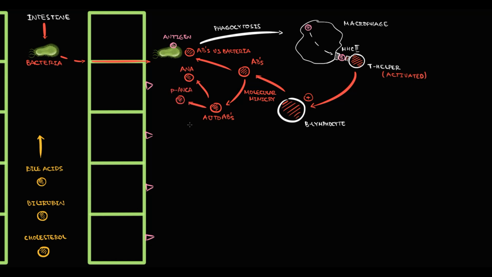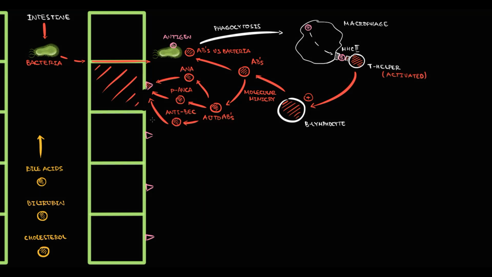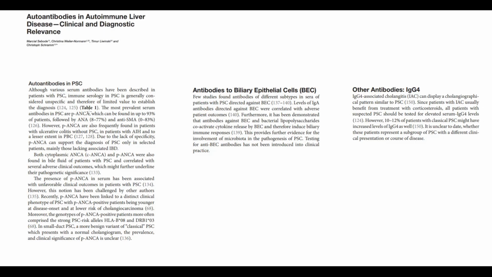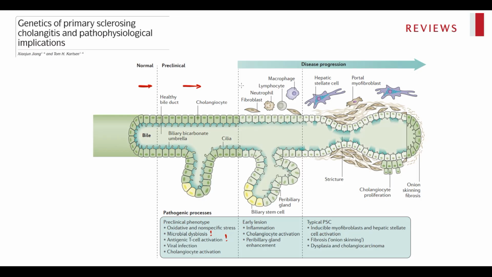These are antinuclear antibodies, perinuclear antineutrophilic cytoplasmic autoantibodies, and antibiliary epithelial cell antibodies. These autoantibodies cause inflammation of the biliary epithelial cells, which results in their destruction. As we see, the most prevalent antibodies in the serum of patients with PSC are pANCA and antinuclear antibodies. So, after activation of the immune system, the production of autoantibodies causes inflammation of the biliary epithelial cells.